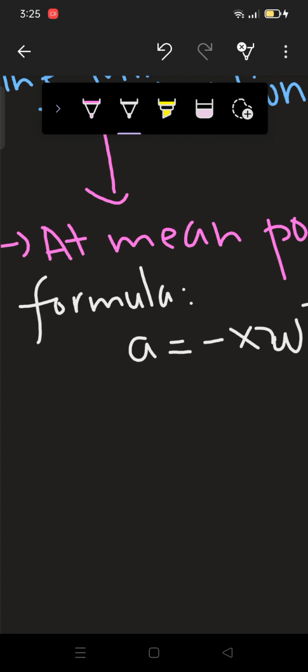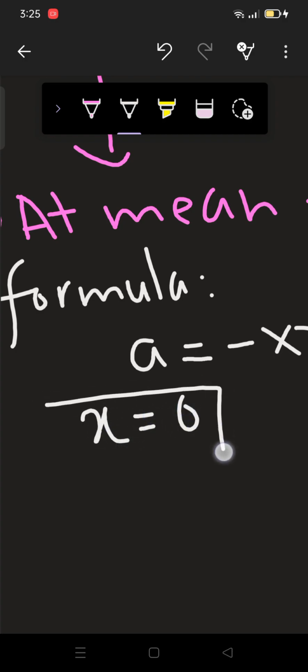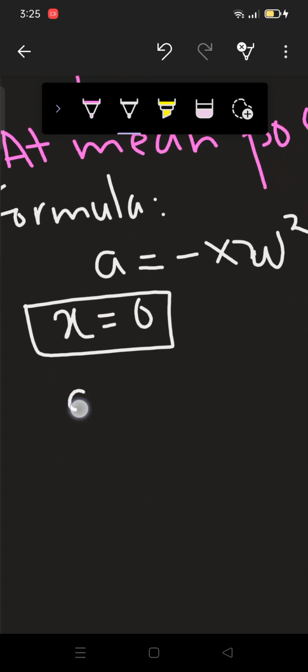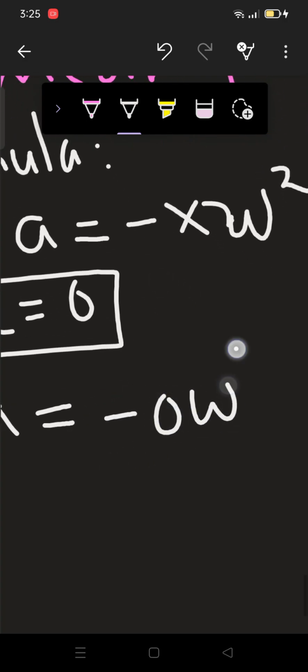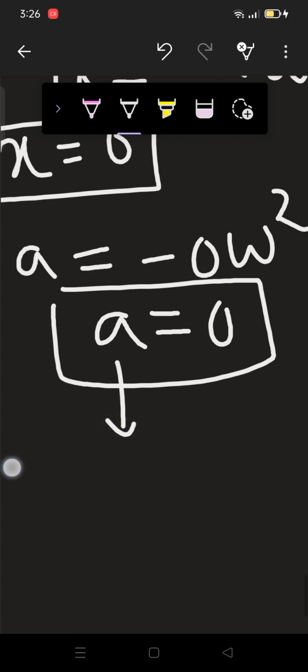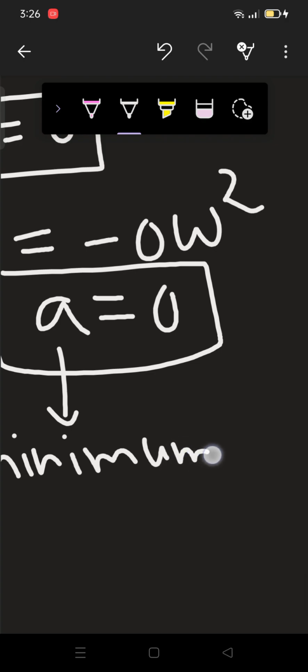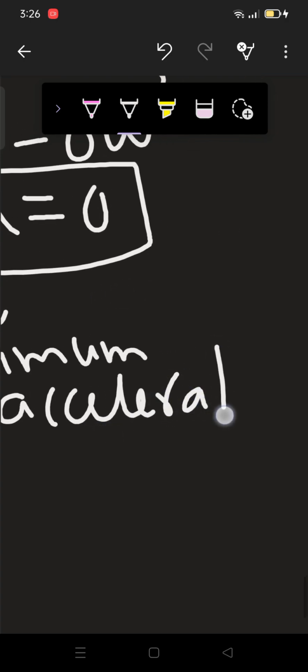And we know that at the mean position we have minimum displacement, which means our x is equal to 0 at the mean position, right? So A is equal to minus, instead of x we can put 0 omega square, and anything multiplied by 0 is 0. So we have got our minimum acceleration at the mean position because of displacement 0.